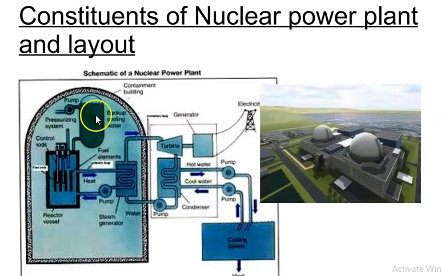Here we can see the pressurizing system. The fuel heat is generated and transferred to the heat exchanger, and after exchanging the heat, the coolant returns to the reactor vessel. Thereby a cycle goes on, as in any power plant.